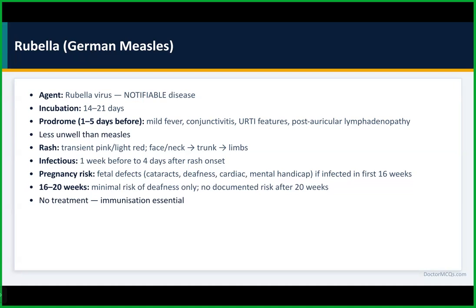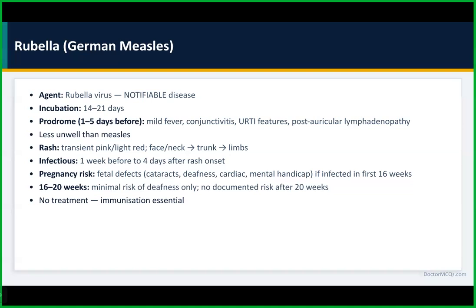How will you get to know it is rubella or just general flu? Post-auricular lymphadenopathy will be positive in this patient. The rash is basically pink or light and mostly on the face and neck, then trunk and then limbs. This pattern is similar to measles, but measles doesn't have post-auricular lymphadenopathy. Rubella must have post-auricular lymphadenopathy. Again, it is infectious from 1 week before to 4 days after the onset of the rash.